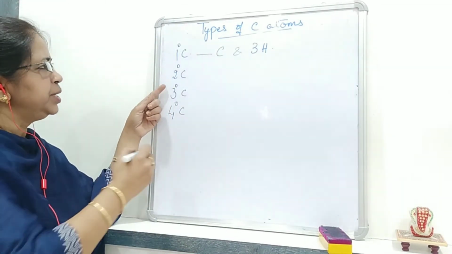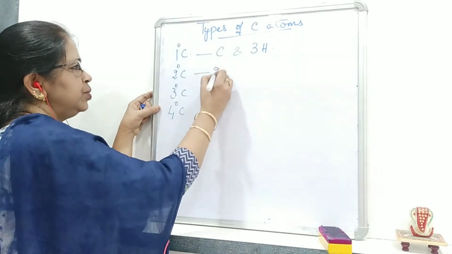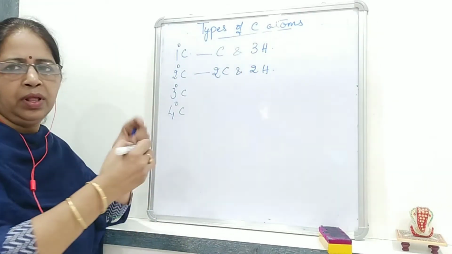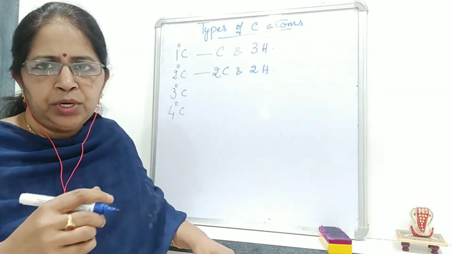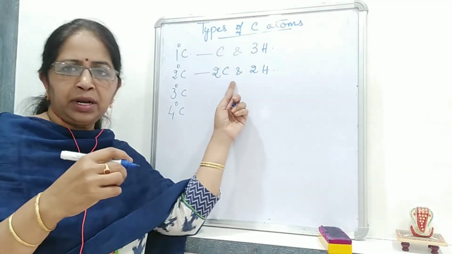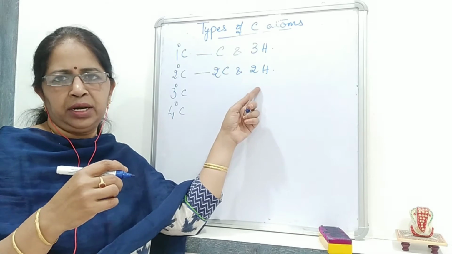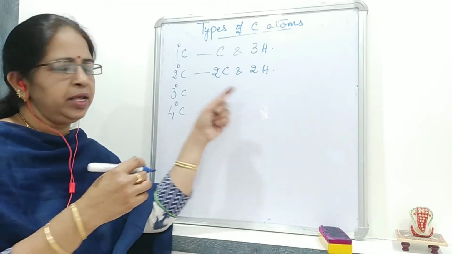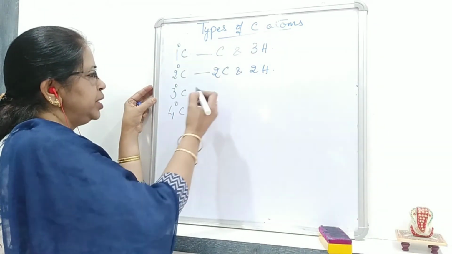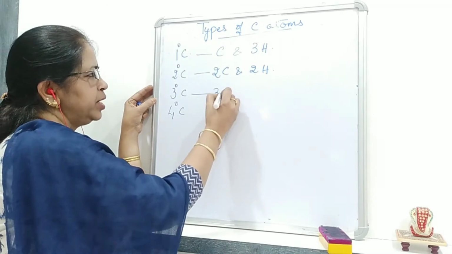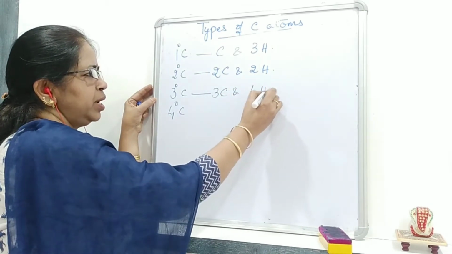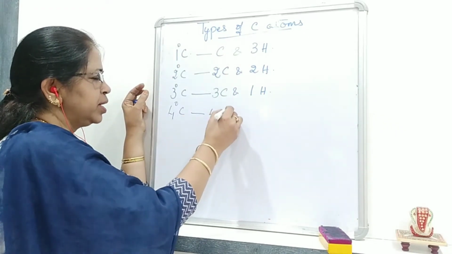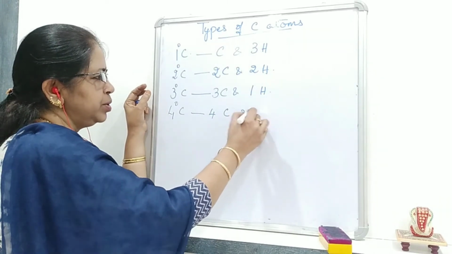A secondary carbon is the one which is attached to 2 other carbon atoms and 2 hydrogen atoms. We know the valency of carbon is always 4. If 2 carbon atoms are present, the remaining 2 valencies should be satisfied by the hydrogen. So, if the number of carbon atoms increases, the number of hydrogens will decrease. A tertiary carbon is the one which is attached to 3 other carbon atoms and only 1 hydrogen atom. And a quaternary carbon is the one which is attached to 4 other carbon atoms and no hydrogens.